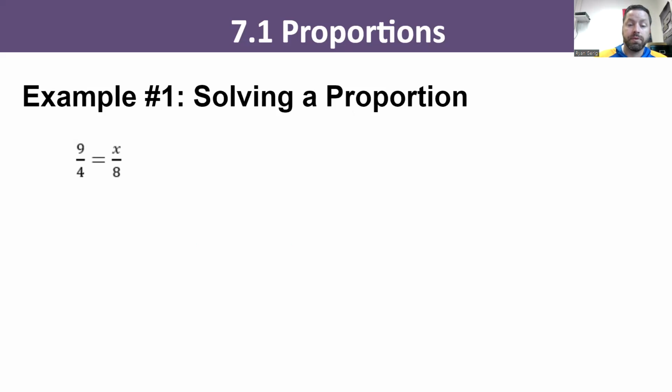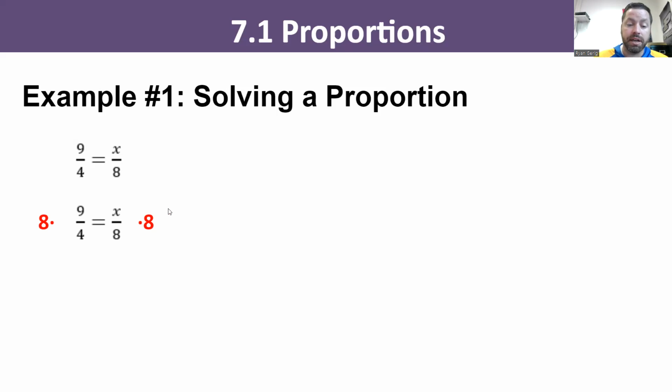So, solving a proportion. In this proportion, we have 9 is to 4 as X is to 8. How do we solve that? Well, there are two division problems, basically. Fractions are division. So how do we undo division? Well, we're going to multiply both sides by 8.